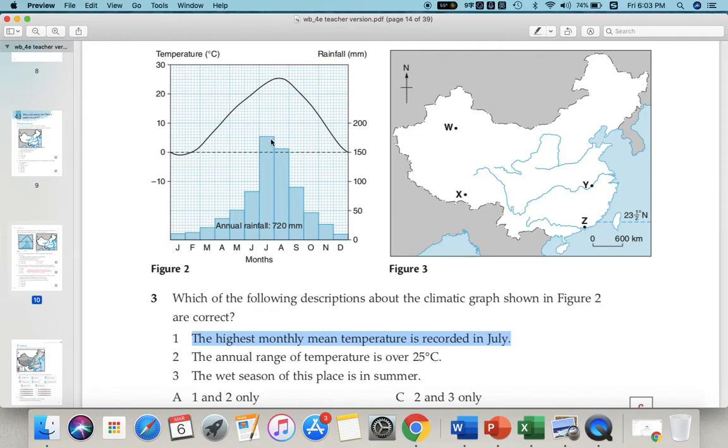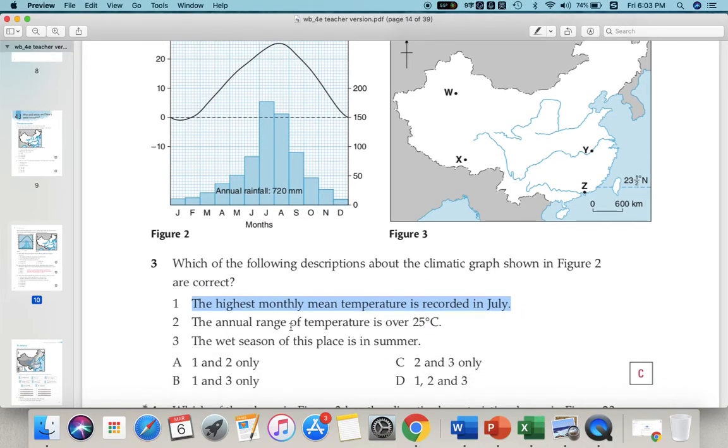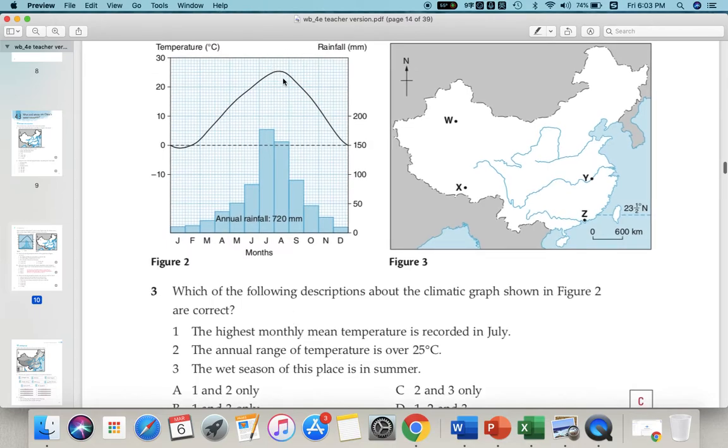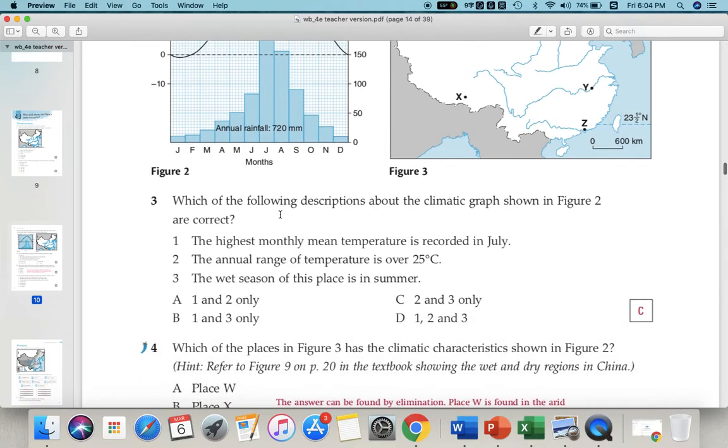So here is the temperature, but this is showing the rainfall. And the annual range, you could use the highest minus the lowest. It's negative, lower than 0 degrees Celsius. So it should be more than 25. While the wet season is in summer, that is true because you could see the rainfall in summertime, from July to September, mainly in July and August are the months with the highest rainfall. So the answer should be C.